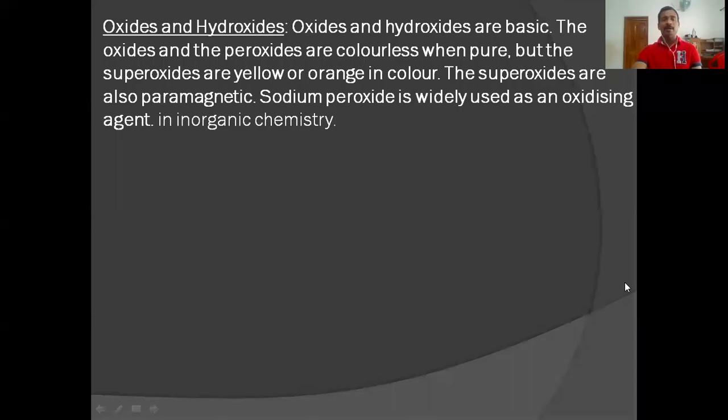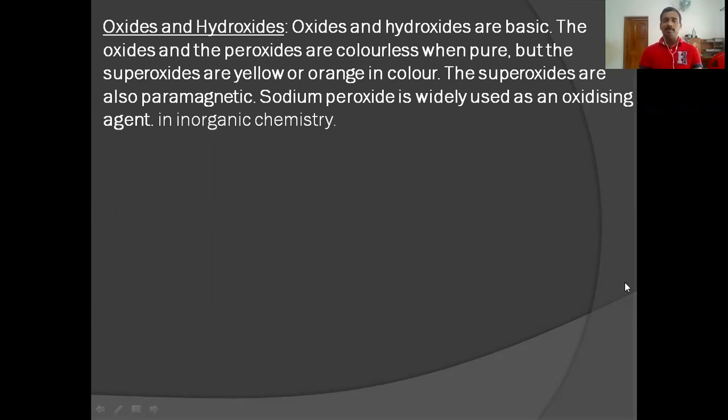Today, we can see some of the general properties of the compounds of alkali metals: oxides and hydroxides of alkali metals. Oxides and hydroxides of alkali metals are basic in nature. When they dissolve in water, they form alkali solutions. Sodium hydroxide and potassium hydroxide are examples. And you may be familiar with sodium hydroxide, it has no color.